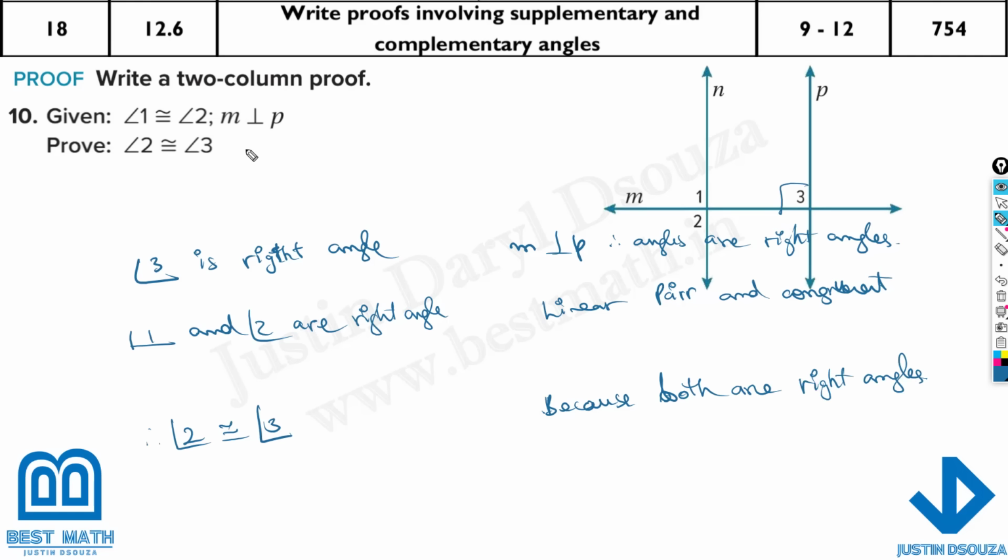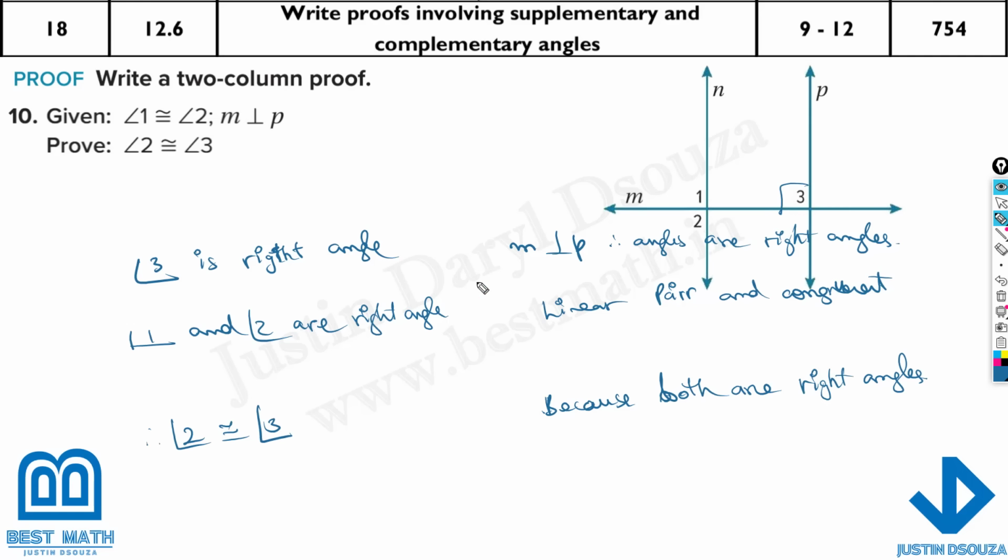See, now let's go through this again. Measure of angle 1 and measure of angle 2 are equal. That's given. M is perpendicular to P is given. If M is perpendicular to P, we can tell this is a right angle, that's 90 degrees. Why? Because M and P are perpendicular, so all angles over here will be right angles.